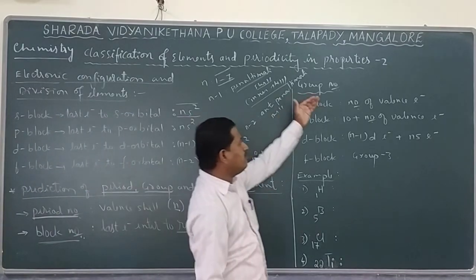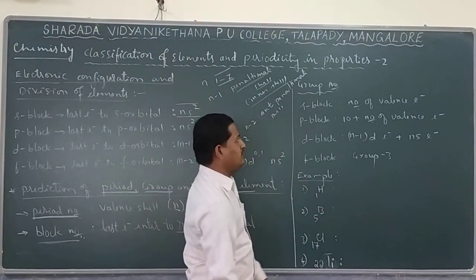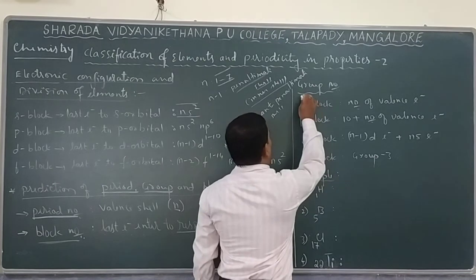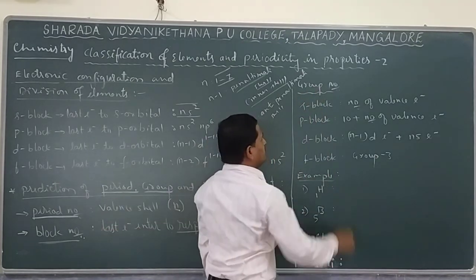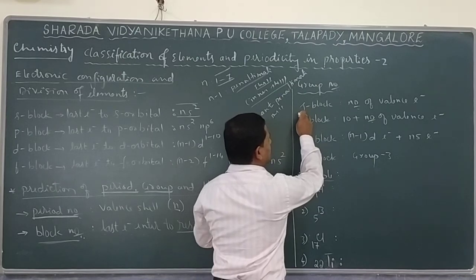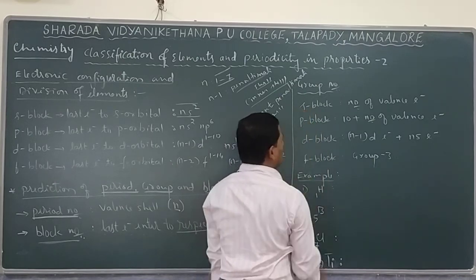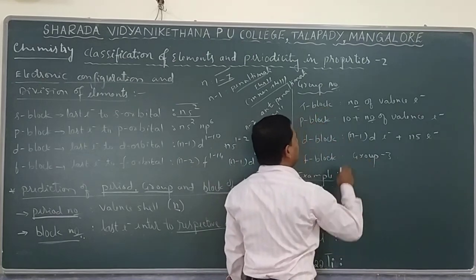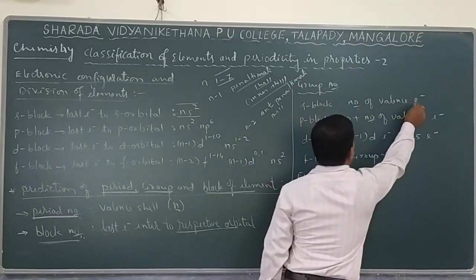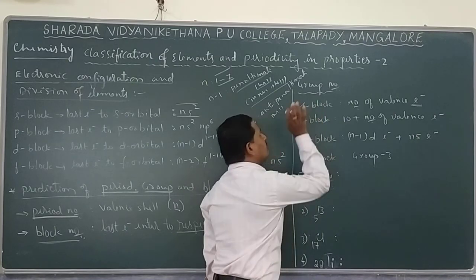But for the group number, there are some relations or tricks. After identification of the block, it is easy to identify the group number. Suppose the last electron of the element entered the s block or s orbital. Then for the s block, where many elements are there, the number of valence electrons tells about the group number.